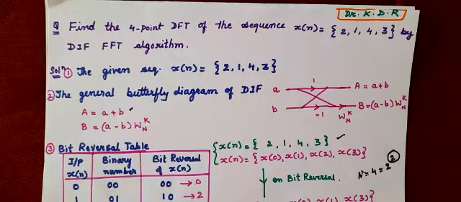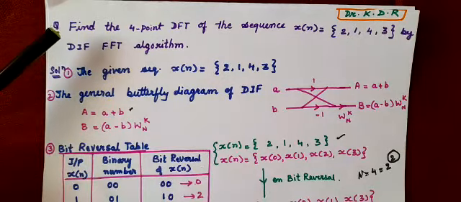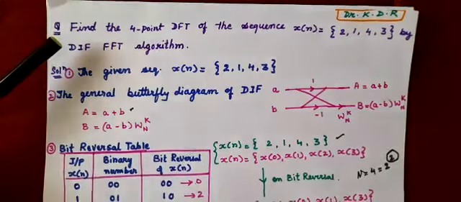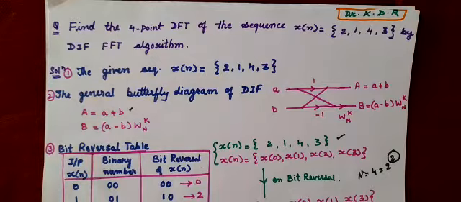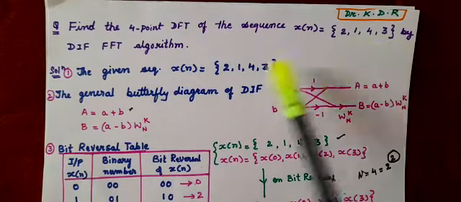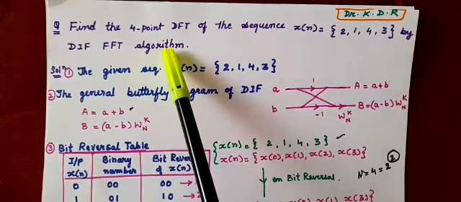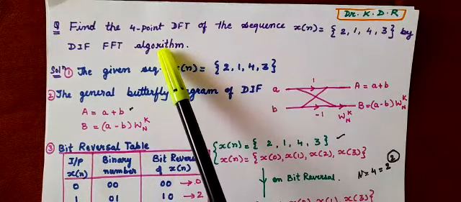Hello dear students, today in this class I will be explaining about 4-point DFT computation of a sequence using DIF. In the last class we have seen regarding DIT. So what's the given question? Find the 4-point DFT of the sequence x of n = {2, 1, 4, 3} by DIF FFT algorithm. Let us start the solution.